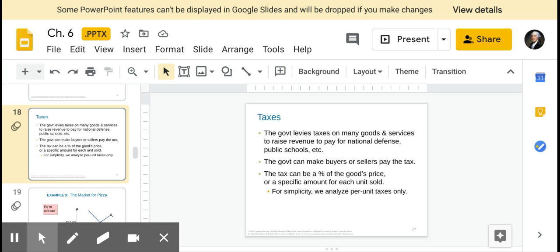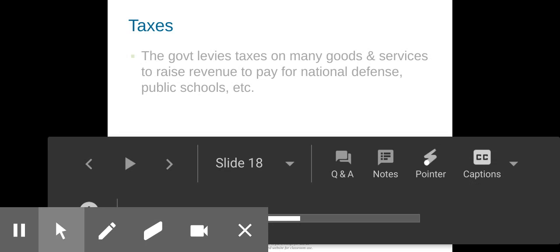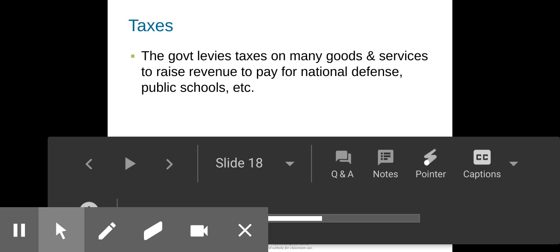Today, we're going to continue talking about Chapter 6, when the government gets involved and how it affects supply and demand. And today, we're going to be looking at taxes and how that can affect it. So, taxes are anything that the government levies on the citizens. It could be on goods and services, and they use that money in order to pay for different services like national defense, schools, things like that.